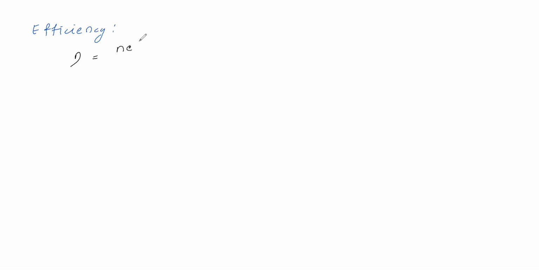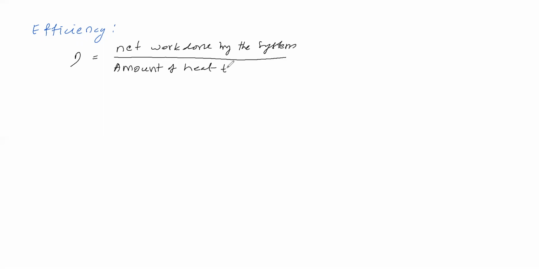Efficiency in the sense: we have to take the net work done by the system, divided by the amount of heat transferred to the system. So the efficiency of a cycle is equal to the net work done by the system by the amount of heat transferred to the system. What is the meaning of this?